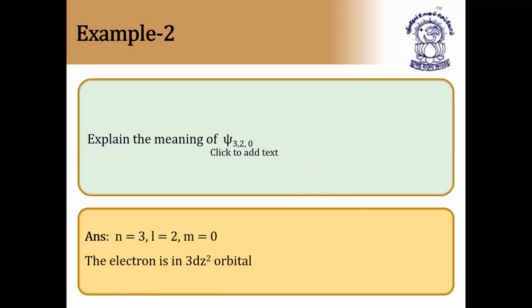For the pz orbital, m is equal to 0, and dz square also, m is equal to 0. So these two points you have to remember. From the objective point of view, it's important. So that was nlm notation.